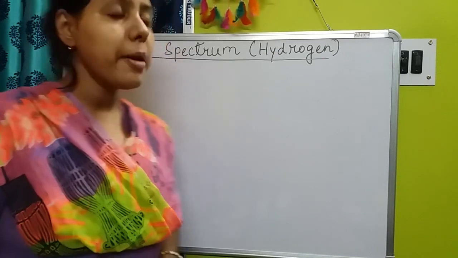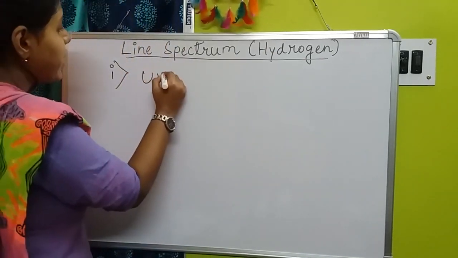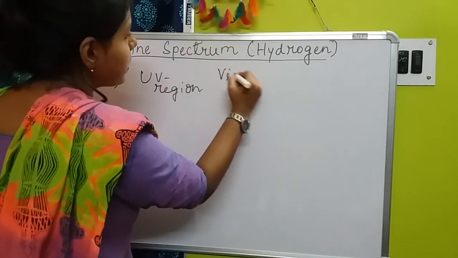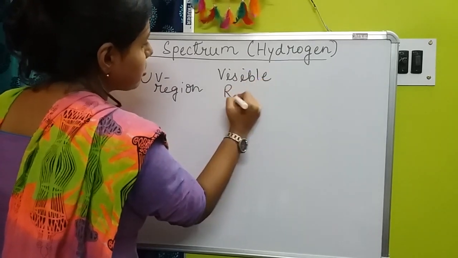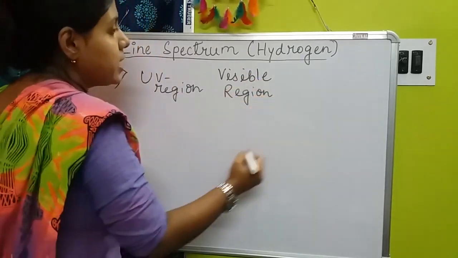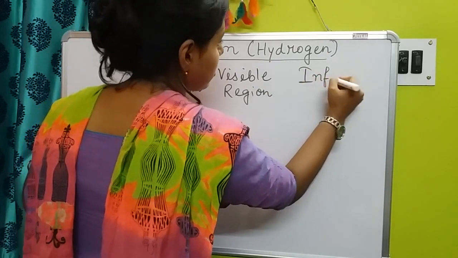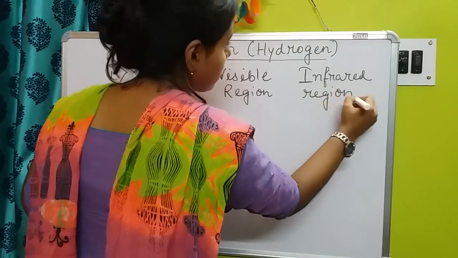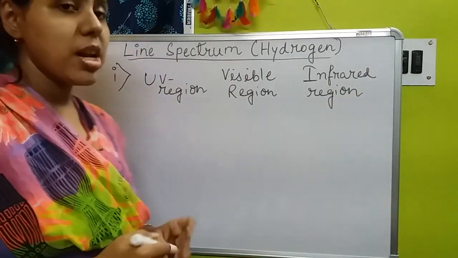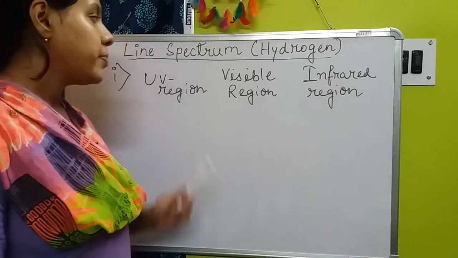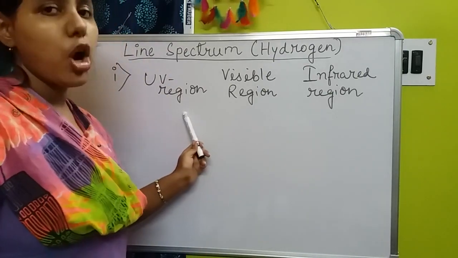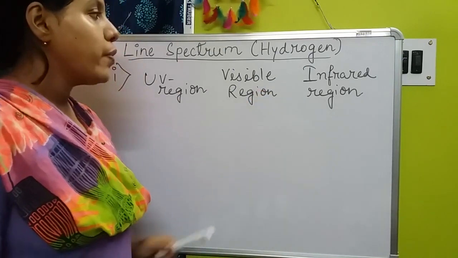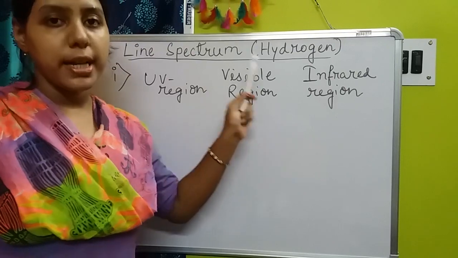So this is a line spectrum, and the bright colored lines are obtained in 3 regions: the UV region, the visible region, and the infrared region. So the bright lines will be found in 3 different regions: UV or ultraviolet, visible and infrared. Only the visible region could be seen here.